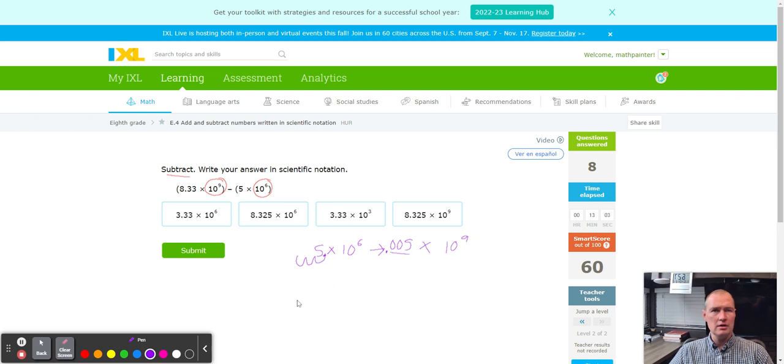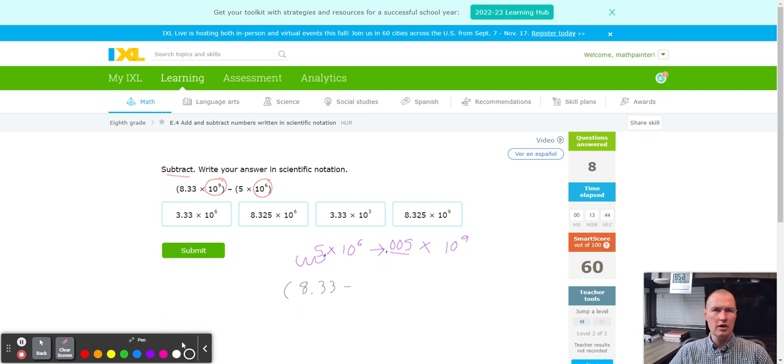All right, take our 0.005, add it to 8.33. And now you notice I'm making a mistake right here because it says subtract. So I'm going to back it up on this particular step. Subtraction matters which one goes first, so I got a little ahead of myself on this one. Okay, so 8.33 subtract. There we go, it's going to look better.